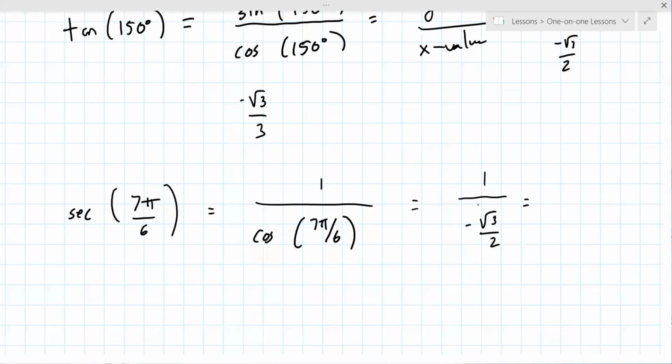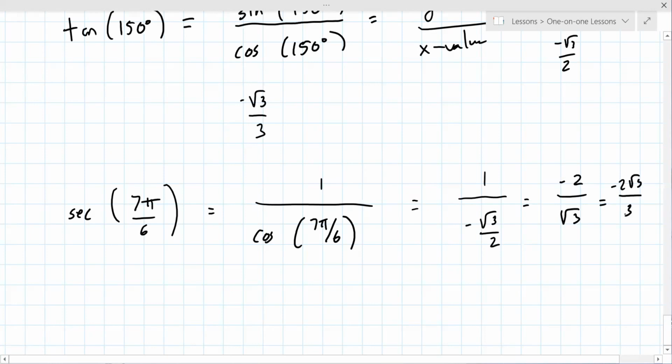Wait, negative. Which is totally the value. Oh, it's the flip. Is it 2 over negative root 3? Negative 2 root 3 over 3. Oh, I was right. Let's go.